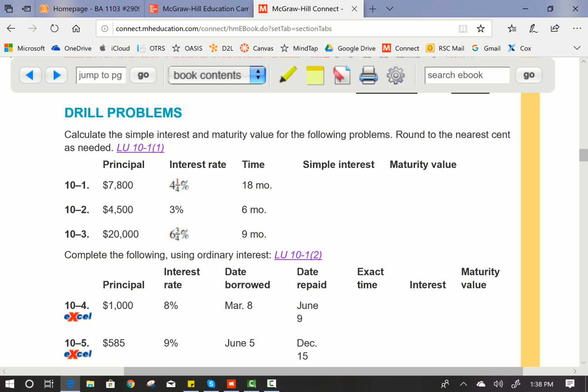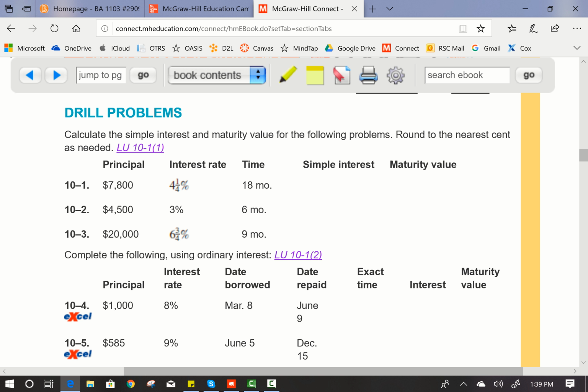Okay, let's go ahead and take a look at the drill activities and the summary practice tests at the end of Chapter 10, focusing specifically on simple interest. These numbers may be different because of the algorithms that are populated in your Connect activities, and also the version of the textbook may be a little bit different. But the concept is still the same.